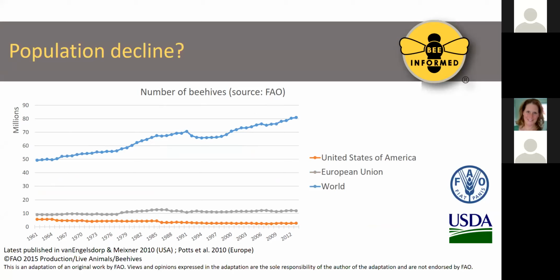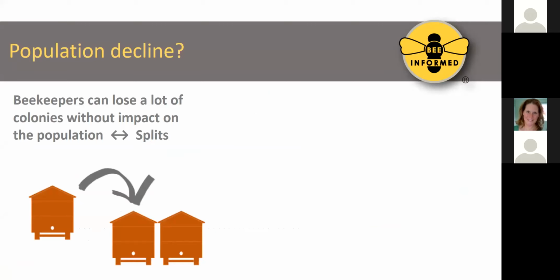So in orange, we show exactly the same data as before. The scale is different because now I'm also showing you the European Union and the world numbers. So this is the estimate of the world number of honeybee colonies. And you can see that honeybees are actually increasing in population worldwide. So there might be some regional declines, but overall honeybees are neither in decline nor at risk of extinction.